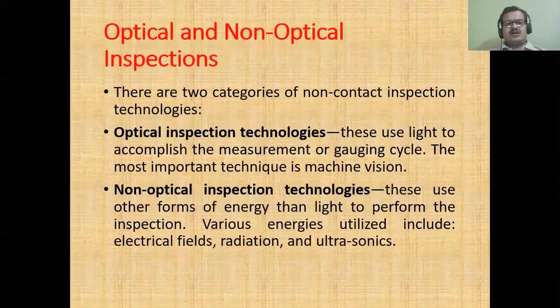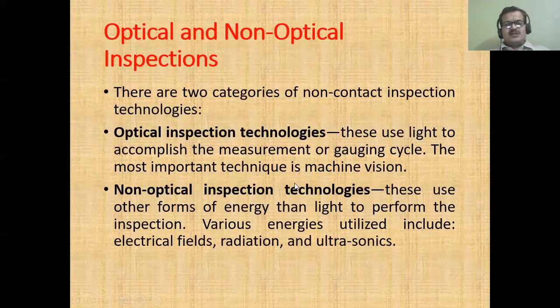Optical and non-optical inspection. There are two categories of non-contact inspection technologies: optical inspections and non-optical inspections. The word itself suggests that optical uses light, and non-optical uses techniques other than light. Optical inspection technologies use light to accomplish the measurement or gauging cycle. The most important technique is machine vision. We shall be discussing that.